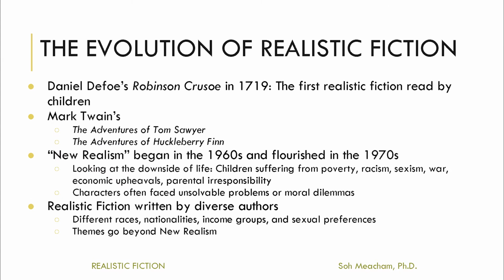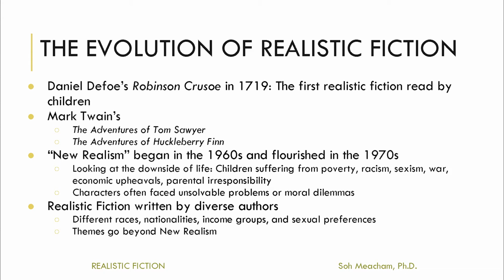Daniel Defoe's Robinson Crusoe, published in 1719, is the first realistic fiction read by children. Then Mark Twain is a well-known author in the past who wrote many realistic fiction stories such as The Adventures of Tom Sawyer and The Adventures of Huckleberry Finn. The changes in American society have influenced the themes of realistic fiction books for children.